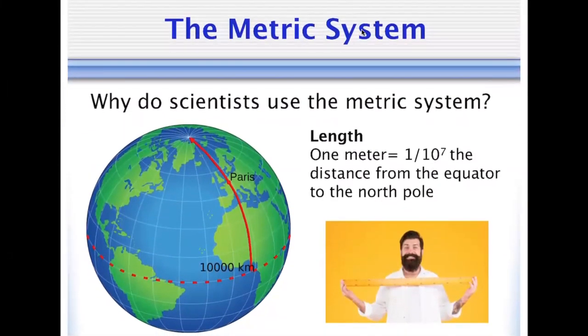Okay, in your science courses, you will be using the metric system. So why do scientists use the metric system? Well, there are several reasons. One, it's universal. Only 3 countries use the English system. Everyone else uses the metric system. So you can share scientific information across the world.